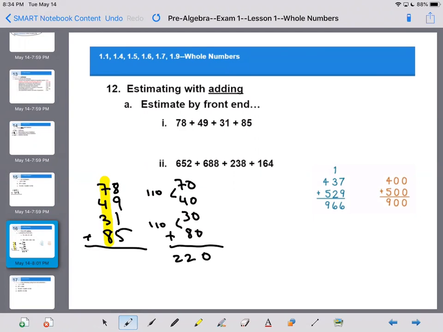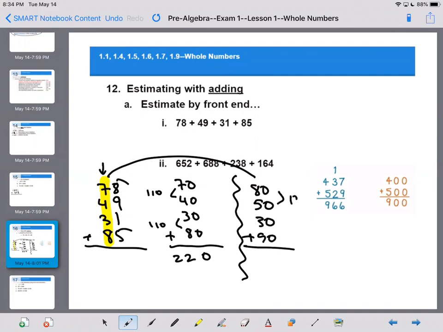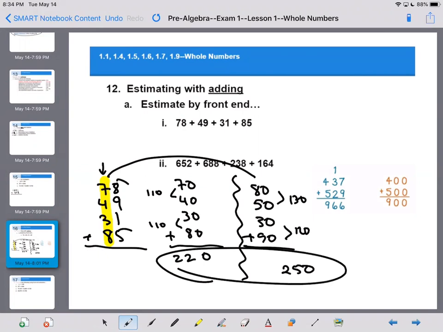And you could also look at the front end and then look to the right and do a round. So we could say, well, 78 is close to 80, 49 is close to 50, 31 is close to 30, and 85 is close to 90. You can add those up to get 130 and 120, which would give you 250. So you see you've got a range there between 220 and 250, a range estimate. So again, when you see something like 437 plus 529, looking at that front end, I'm just saying 400 plus 500 gives me 900. You want to work with easy numbers when you're working with estimates.